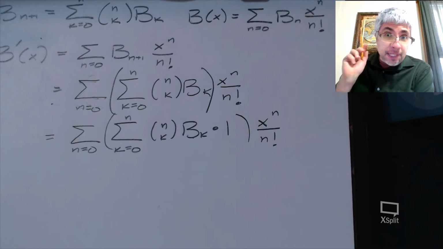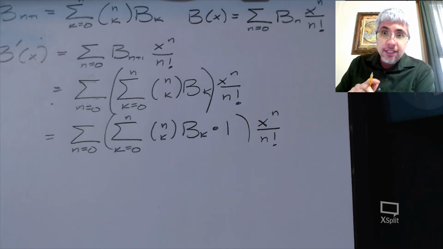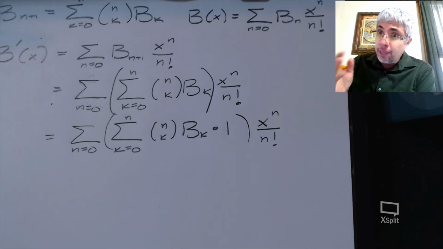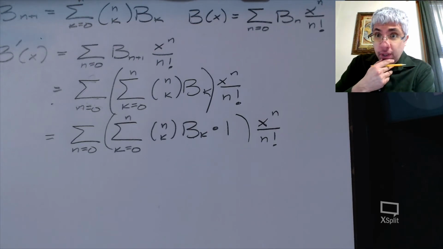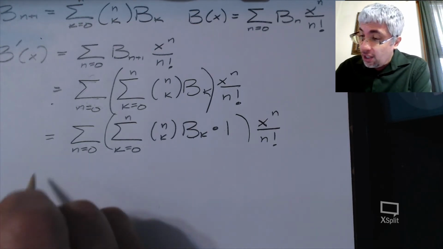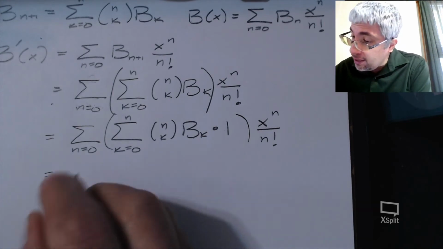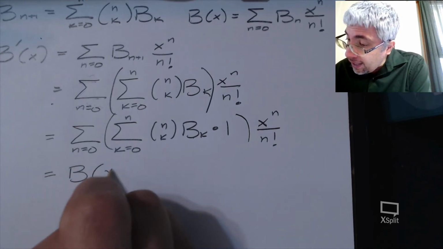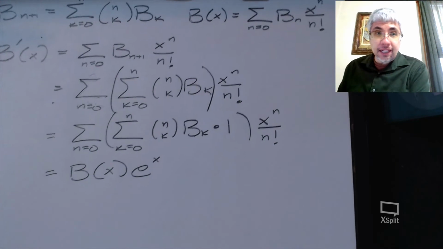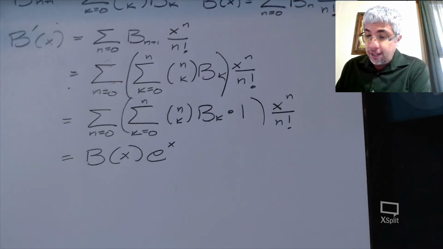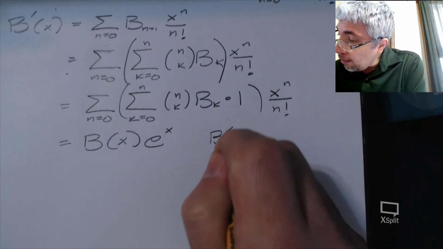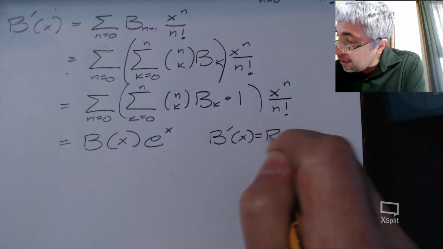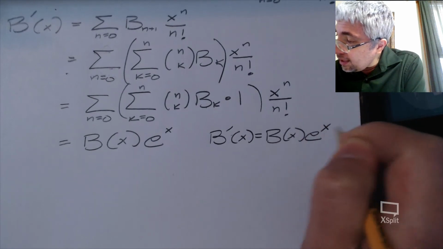So which exponential generating function has coefficients 1, 1, 1, 1, 1? And by that I mean as the coefficient of x to the n over n factorial. Well, that would be e to the x. So this is just going to be b of x e to the x. Okay, so from this we get the equation b prime of x equals b of x e to the x.